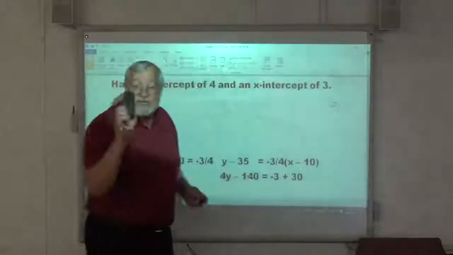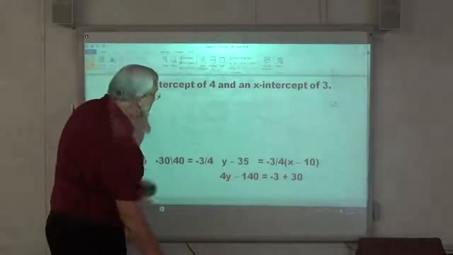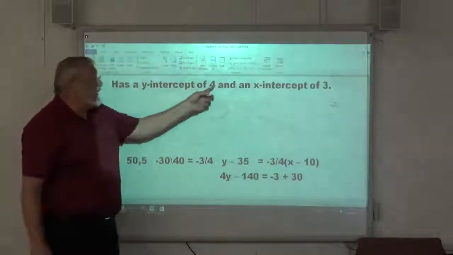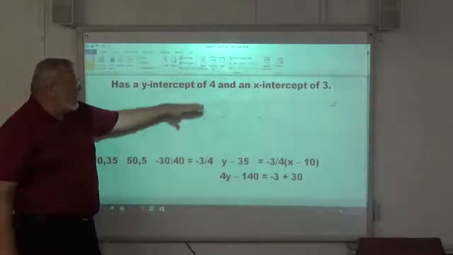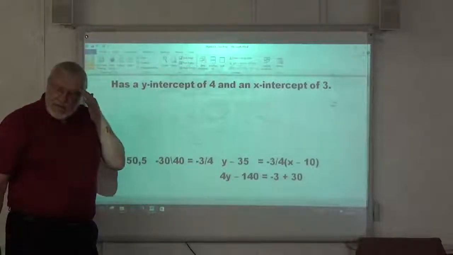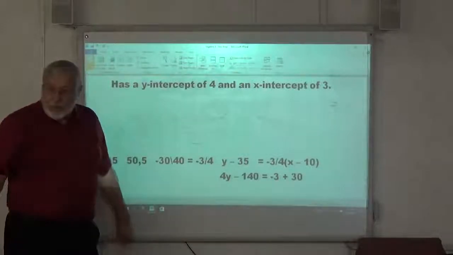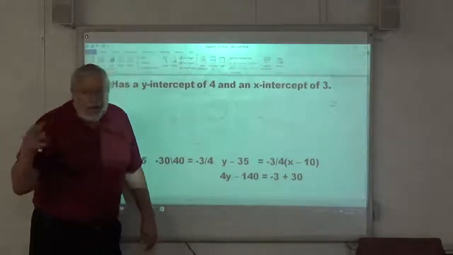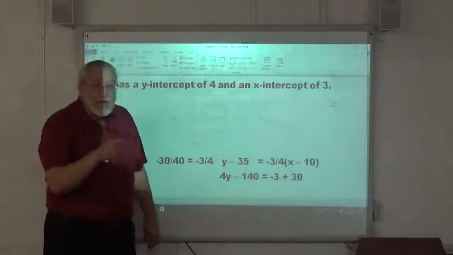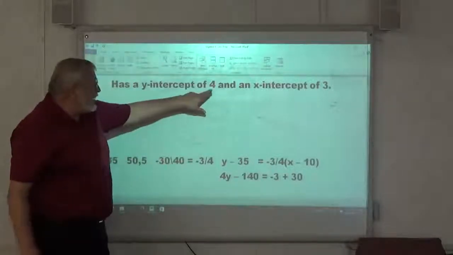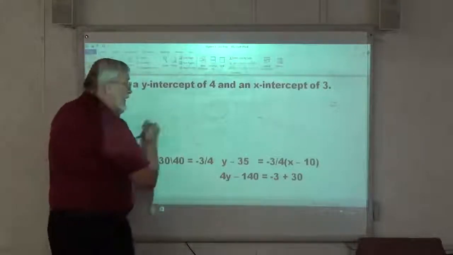Okay, this is the most difficult, because of the way it's presented. It has a y-intercept of 4 and an x-intercept of 3. Now, don't we have a slope-intercept problem? Slope-intercept form, which intercept is that? The y-intercept. So it's slope, y-intercept. That means I can use this 4. Where does it go in the equation? It goes at the end.